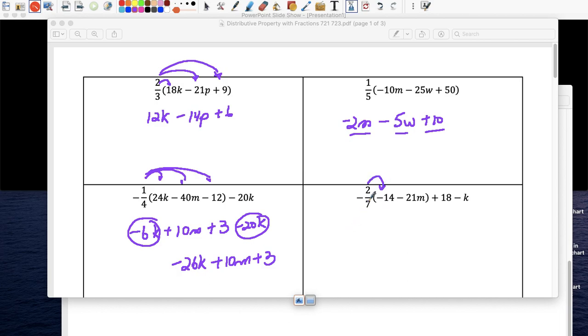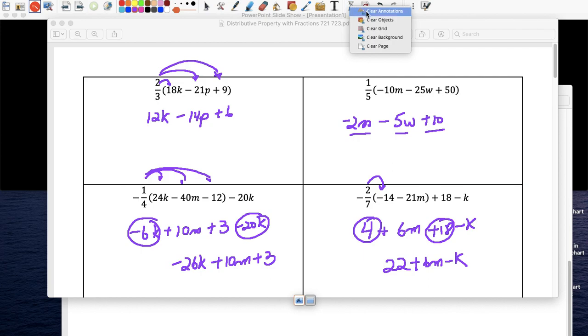Negative negative is a positive, and so here, for example, I would do 14 divided by 7 and then multiply by 2. Or 2 times 14 is 28, divided by 7 is 4. However you want it. So 2/7 times negative 14 is 4, and then negative times a negative is a positive, and 2/7 times 21 would be 6m, and then plus 18 minus k. Can we combine any? Yeah, like this guy and this guy. They're equal to 22 plus 6m minus k. So combine only the like terms, right? Only the ones that are alike.